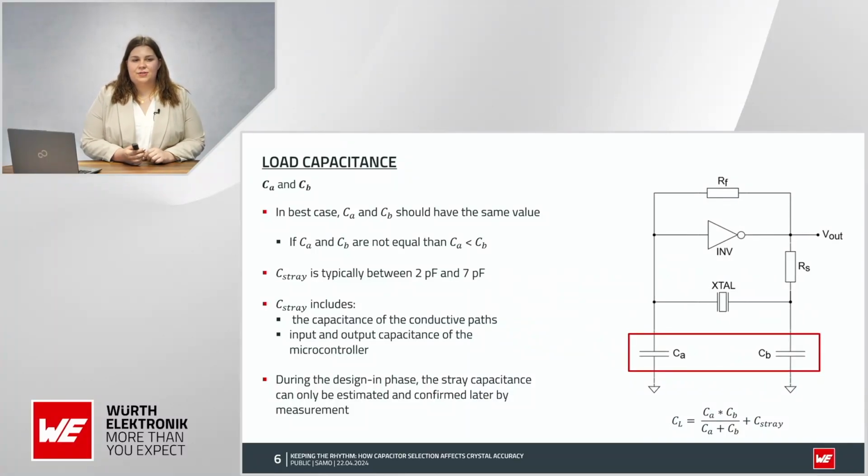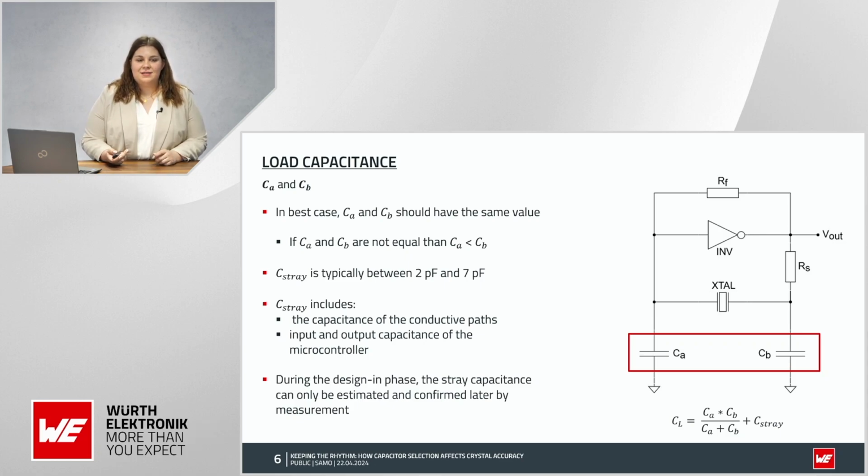So what is important to consider if you select CA and CB? In the best case, CA and CB should have the same value. This is good because then you have a stable oscillation circuit. If you vary, then they should be really close and CB should be bigger than CA, but really try to make them equal because that prevents you from having other issues.